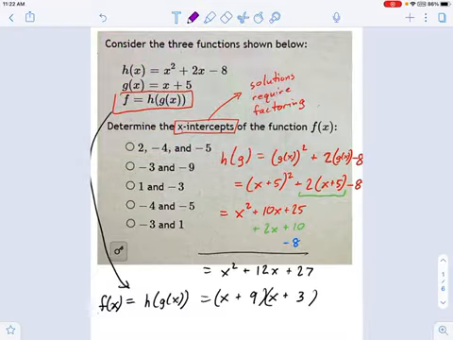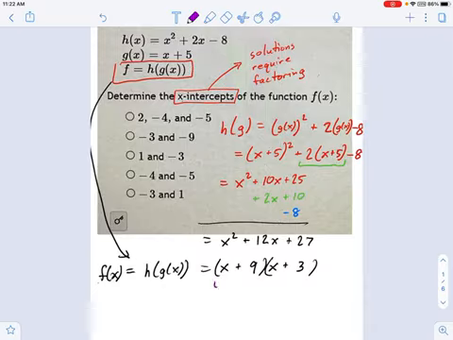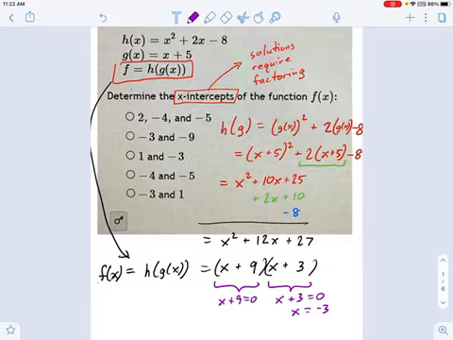No problem. We know how to find x-intercepts. We just set each of these factors equal to 0. So we say x plus 3 equals 0. That means x equals negative 3. Or x plus 9 equals 0. That means x equals negative 9. There's our two solutions. And look at that. We got them right here.